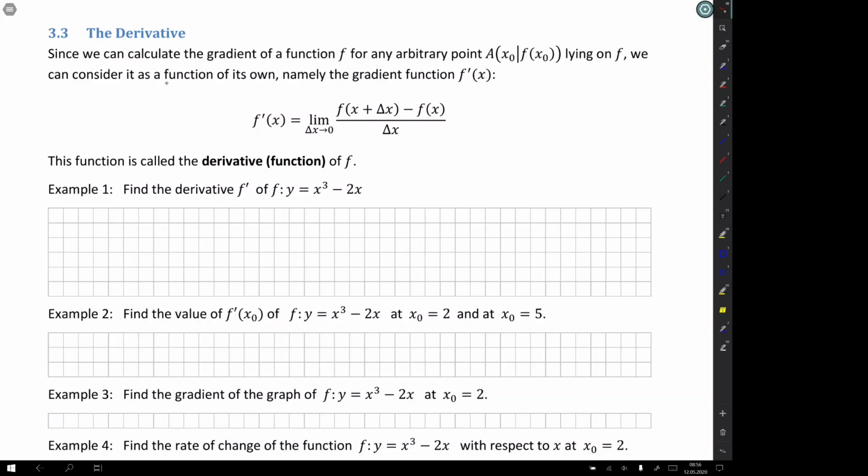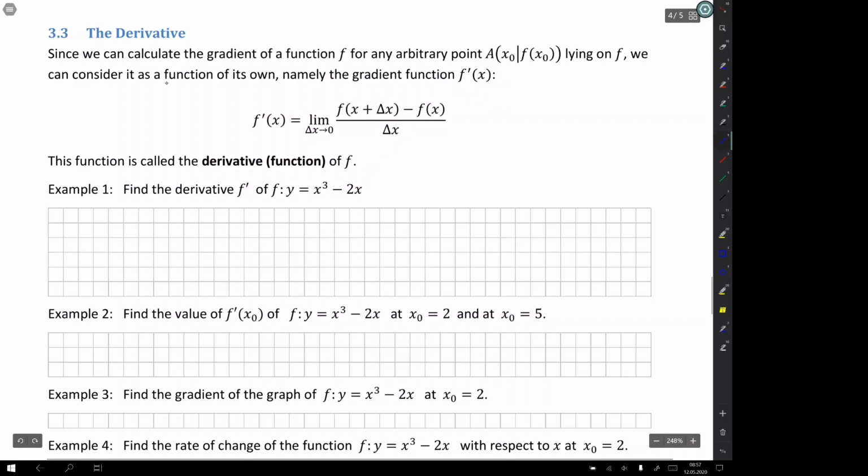In the last section, we have seen how to calculate the gradient of a function for any point A lying on the graph. Since we can do that for any point lying on the graph, this means for any value of x, this gradient becomes actually a function of its own. And we call this function f dash of x, or also f prime of x.